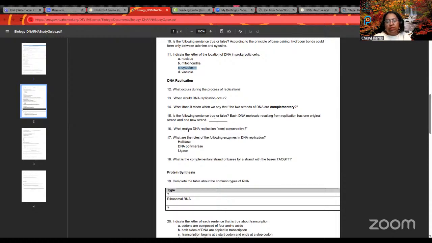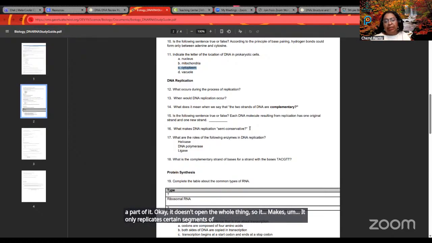All right, what makes DNA replication semi-conservative? Because it only opens a part of it. Okay, it doesn't open the whole thing, so it only replicates certain segments of the DNA at a time.